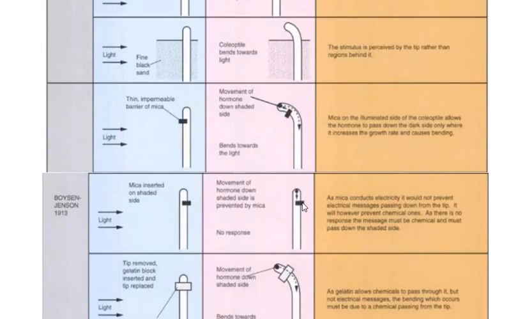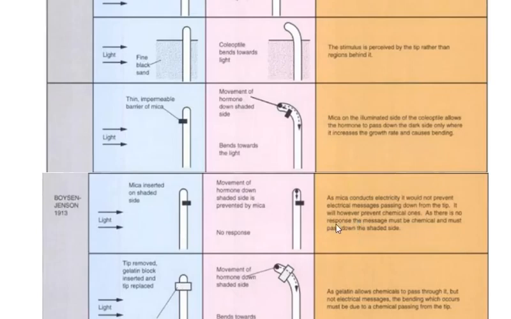Now look at the second experiment, and then you will see the difference between the first and the second experiment, and what is the importance of inserting mica on the illuminated side. Now aka insert mica kwenye shaded side. Experiment ni ile ile, kilichotofautiana ni side of insertion of mica. Alivyo insert mica on the shaded side, then aka illuminate. So movement of hormone down the shaded side is prevented by mica, because mica is impermeable. Alivyo prevent, kuna no response, no phototropism.